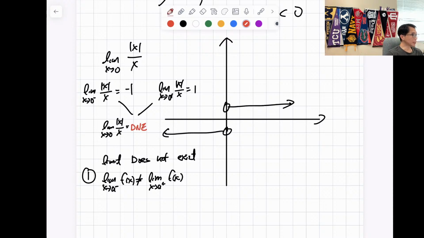D-N-E: does not exist. Not undefined, but does not exist. If it goes forward and backward and doesn't have the exact same value for the limit, it does not exist. Negative exponent just means approaching zero from the left side, so approaching zero from this side, and zero from the positive side.